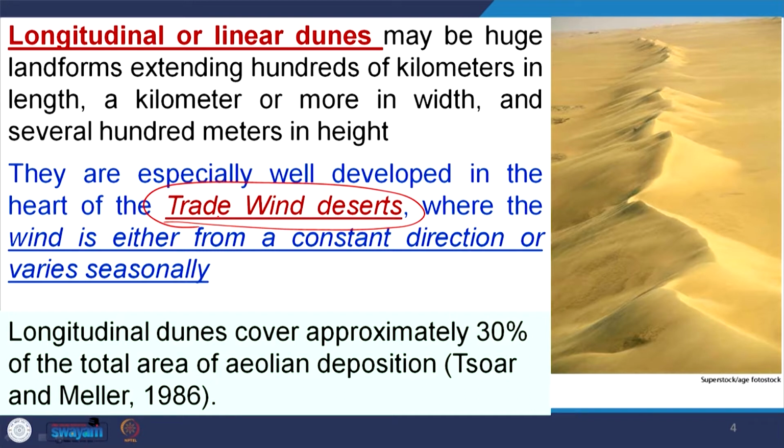Longitudinal dunes cover approximately 30% of the total area of aeolian deposition. So, this total area is covered 30%, that means all through the length of these deserts this type of dune can continue.